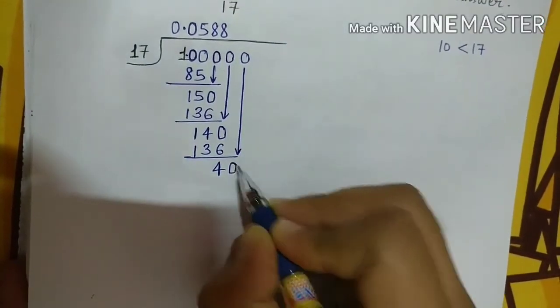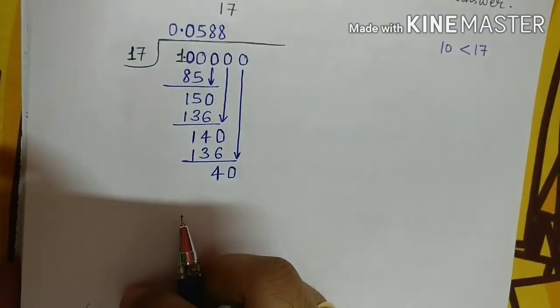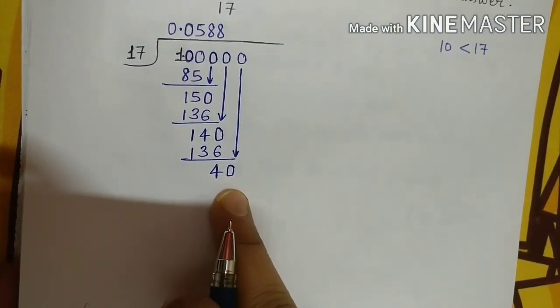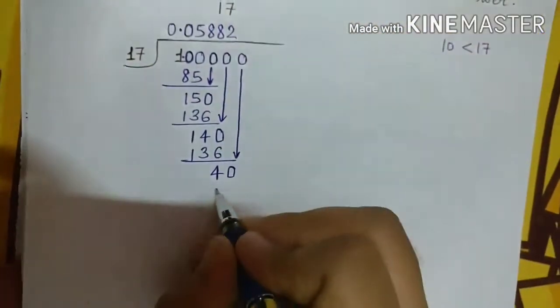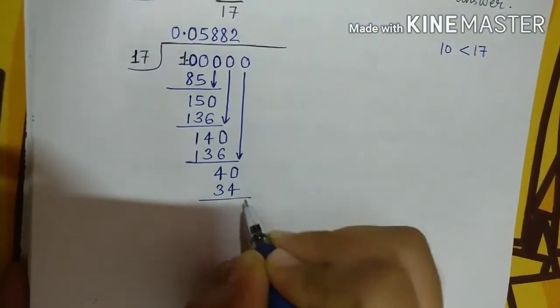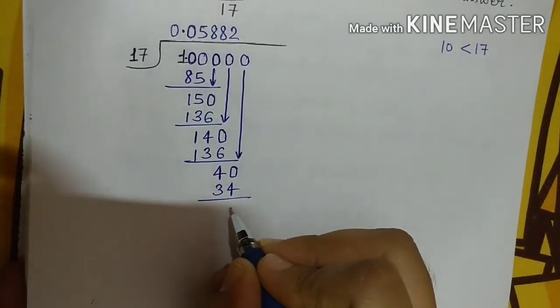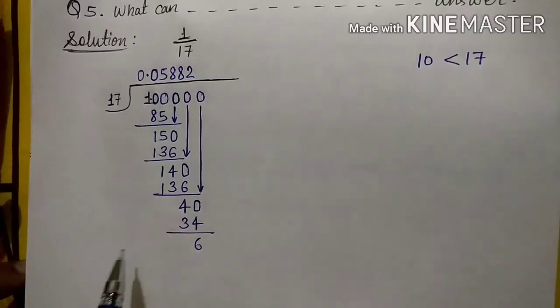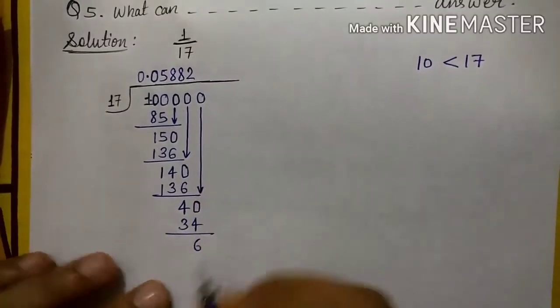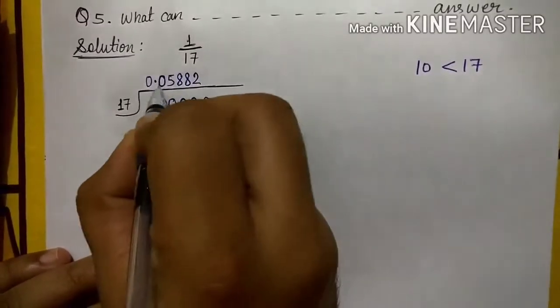It becomes 40. Now 17 fours are 68, which is more than this. 17 threes are 51, which is also more than this. But 17 twos are 34. So how much is left? 10 minus 4 is 6, and 3 minus 3 is 0, so it comes 6 only. Now again we have to increase one more 0.